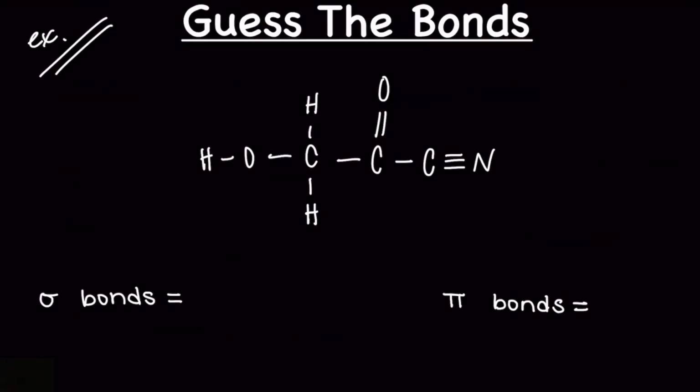So if we were to take a look at a molecule like this one, how many sigma bonds and how many pi bonds would there be? Take a moment to pause the video and try this problem out on your own.